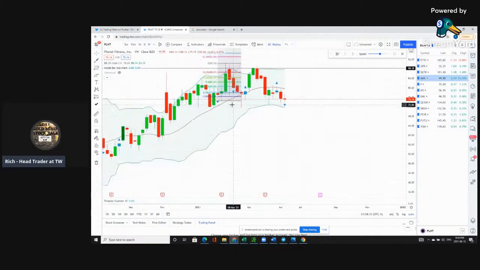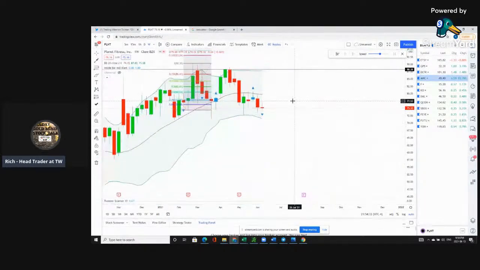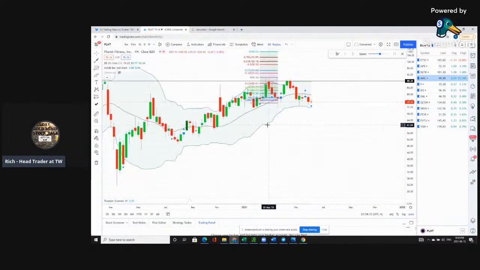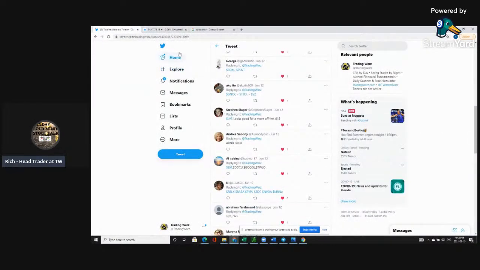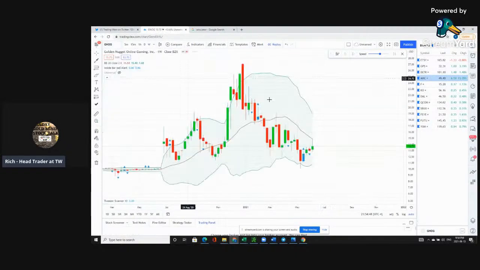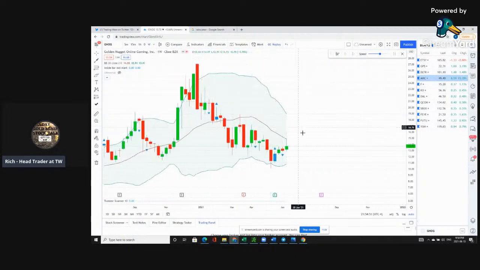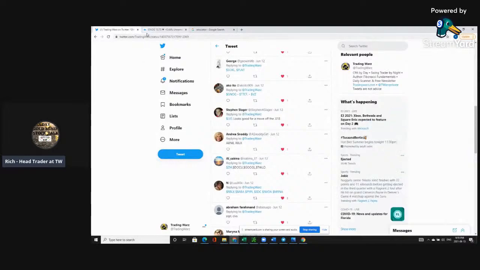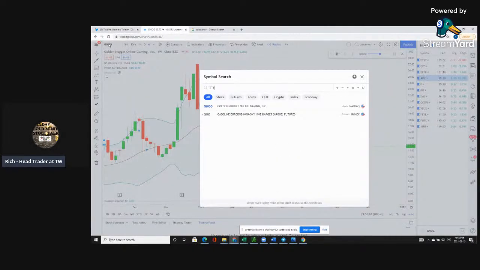Okay. PLNT. Planet Fitness, beautiful inside bar. I like this one. Short below, long above. Let's see where it goes. Really like that. These are some good setups for you guys. So if you guys don't have setups, then these are all excellent setups to use. GNOG. Golden Nugget Online. We had the inside bar last week, a very tight one. That's already a nice winner there. Okay. So I would have played it last week or down here. Right now, I won't be interested, but those were some great plays from the previous weeks.